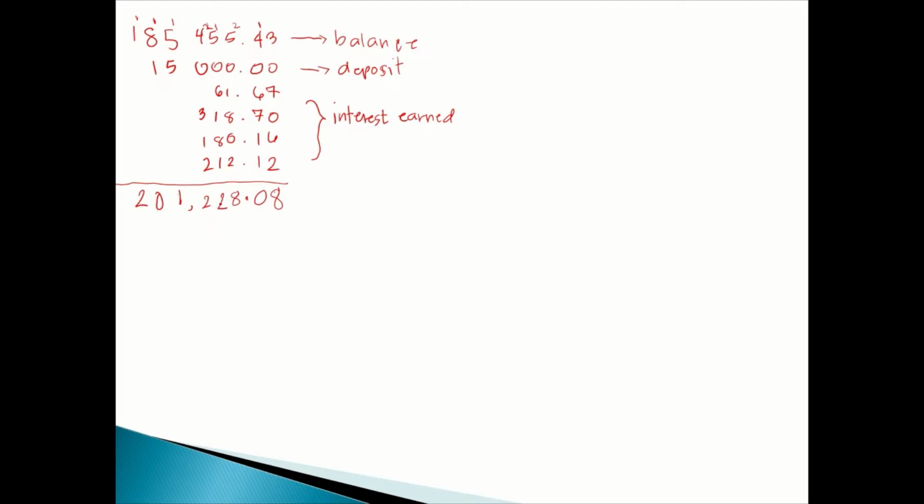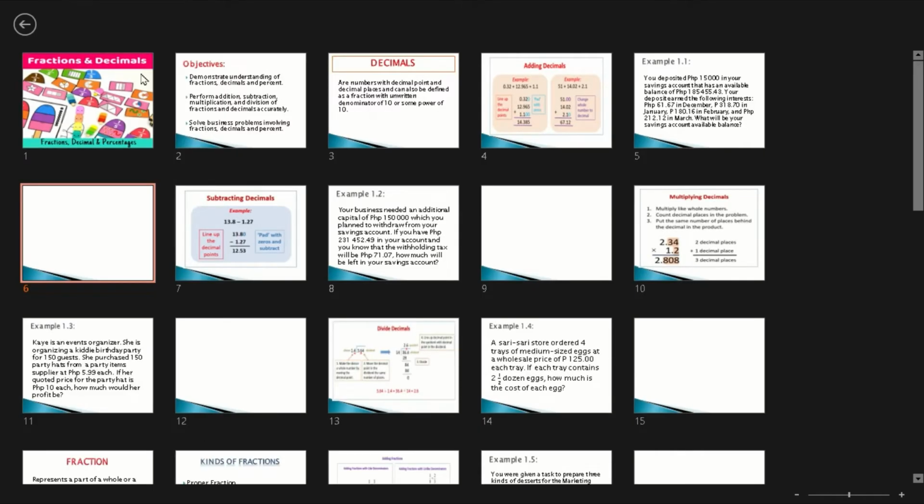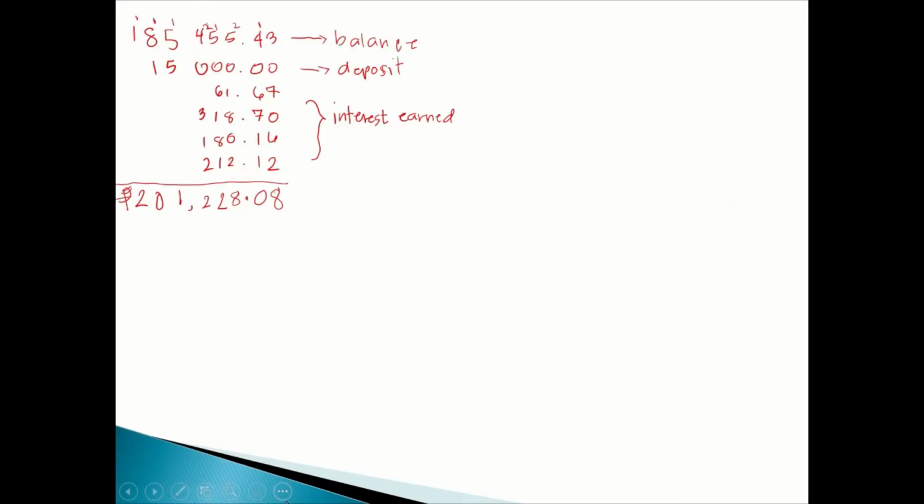Therefore, our total savings, the balance of our savings will be 201,228.08 pesos. So don't forget the peso sign since this is a problem solving. We need to write the peso sign, okay? And that's how we solve for our example 1.1. Okay, let's move on. Wait a minute. Where is it? Here we go. Okay, next.